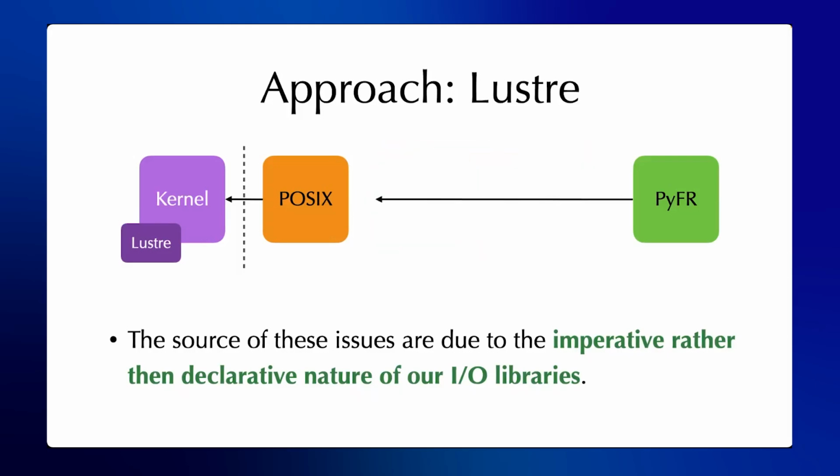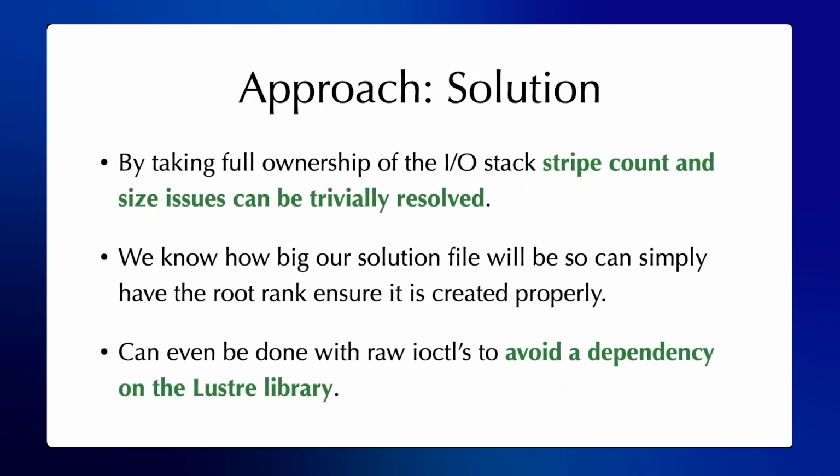And so what we're going to do is cut them out entirely. No HDF5, no MPI I/O. We're going to go straight down to the low-level POSIX layer. This opens up a few things. Firstly, by taking ownership of the I/O stack, I can trivially deal with the stripe count and the size issues, because I know how big my checkpoint file is going to be, I can make sure that it's using a good number of stripes. And we can even do this using raw IOCTLs so that we don't even depend on Lustre as a library.